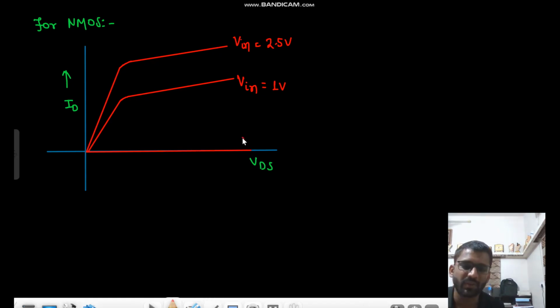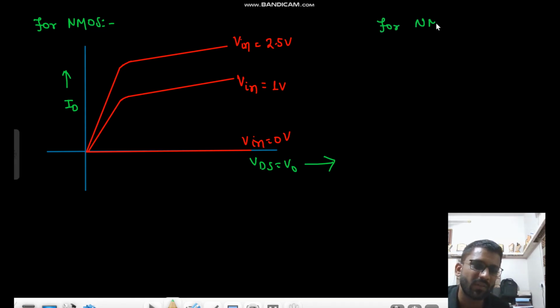This would be for Vin equals 0 volt, and VDS here equals V naught only, right? So this is the V naught versus ID curve basically. Now for NMOS, what do we already know?